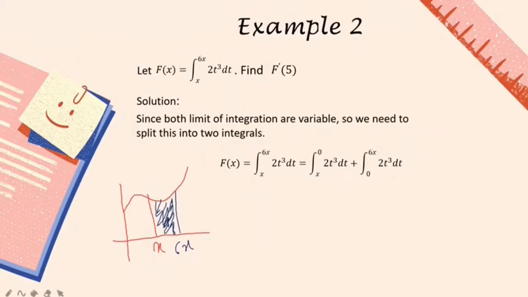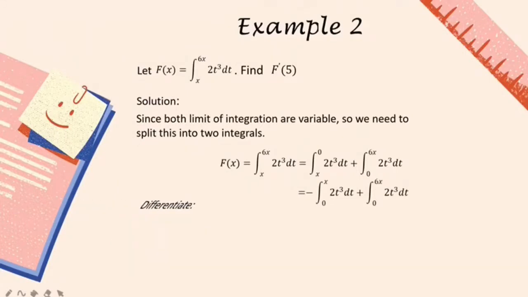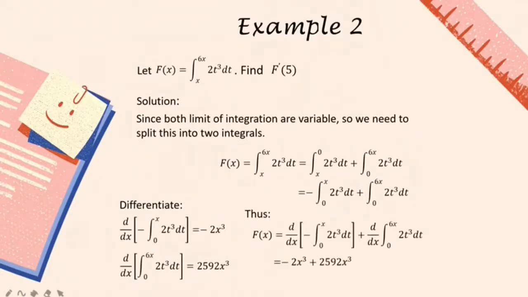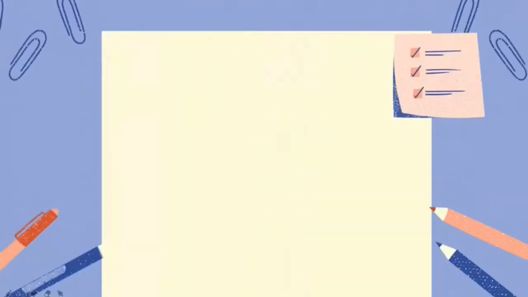So we get x to 6x. Since we take from x to 0, we need to change the position, so we get a negative sign here. Then we can differentiate, and we get negative 2x to the power of 3, and 2592x to the power of 3. We just substitute the value over here and we get 2590x to the power of 3.